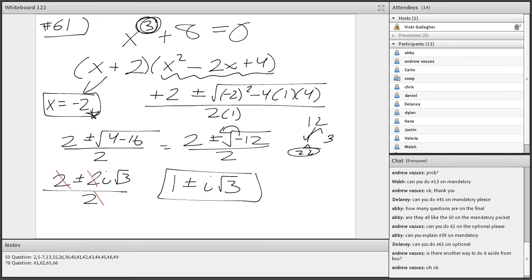These cube problems keep showing up, so make sure that you are okay at factoring a cube.